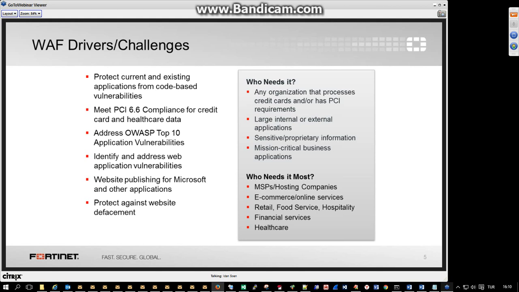Obviously, defacement of websites is something that customers have on their mind as well. Who needs a WAF? Really, as we said, any organization that processes credit cards and or has a PCI requirement, usually PCI 6.6 is about WAFs. Large internal or external applications, and most importantly, sensitive proprietary information similar to credit cards, whether it's healthcare or anything else. If you're holding sensitive information, you need to make sure your application is protected, and obviously mission-critical business applications.